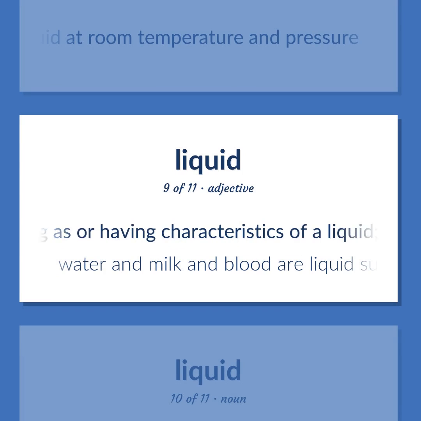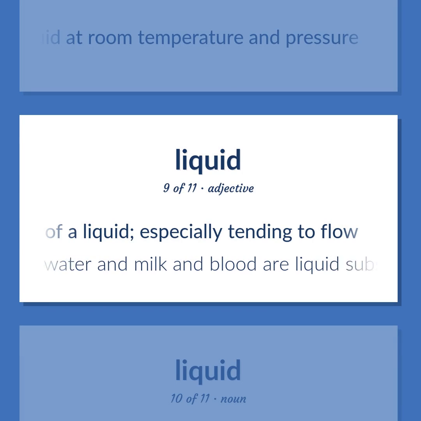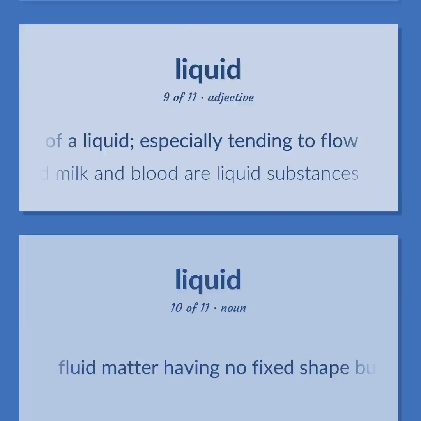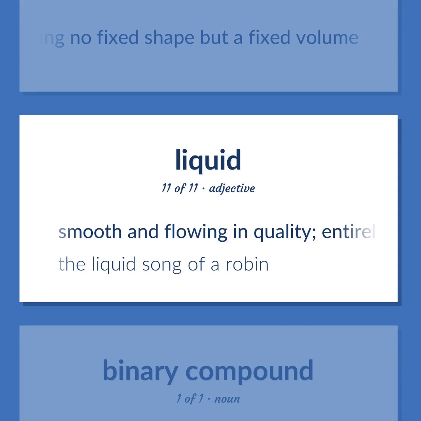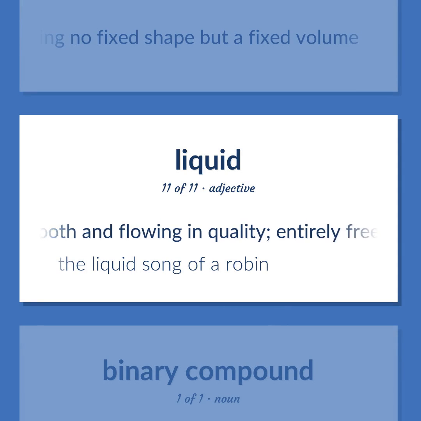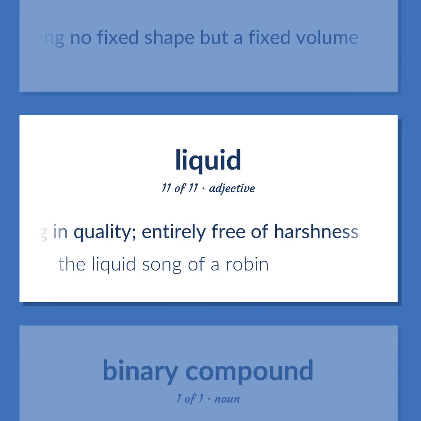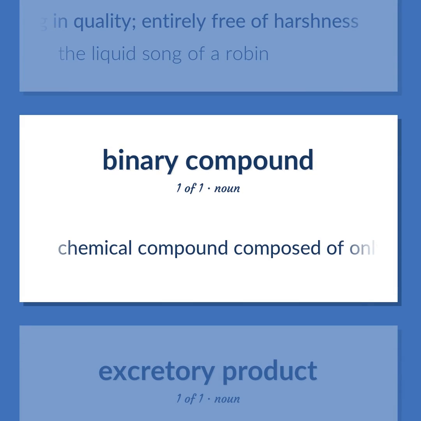Existing as or having characteristics of a liquid, especially tending to flow. Water and milk and blood are liquid substances. Fluid matter having no fixed shape but a fixed volume. Smooth and flowing in quality, entirely free of harshness. The liquid song of a robin. Chemical compound composed of only two elements.